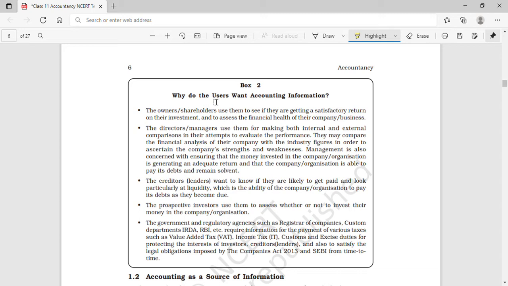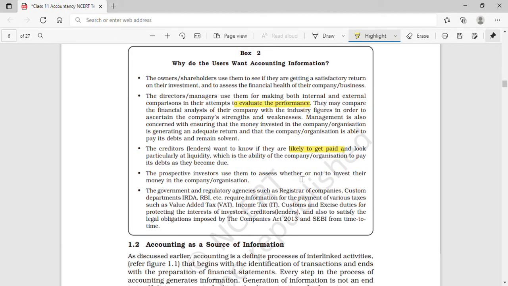Okay. Next one, the directors, the managers. Now why would the managers of the company want it? You will work in that company only if you get a good salary, correct? So in that case, the managers will work to evaluate the performance because they know that if the company grows, their salaries would increase. Next is the creditors. As I told you, to get their money back, you will get paid back. The prospective investors use them to assess whether or not to invest their money in the company.